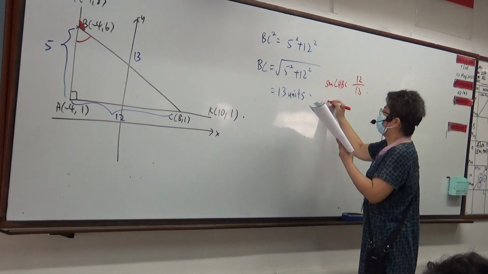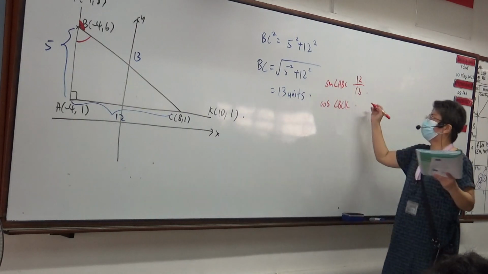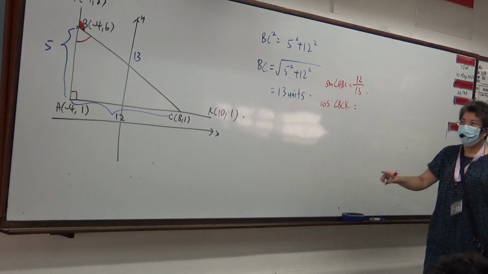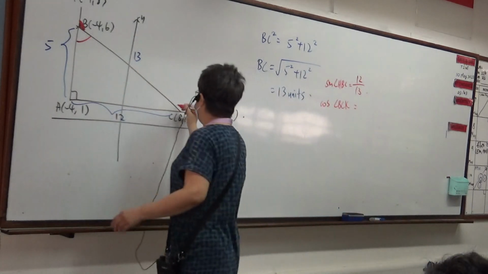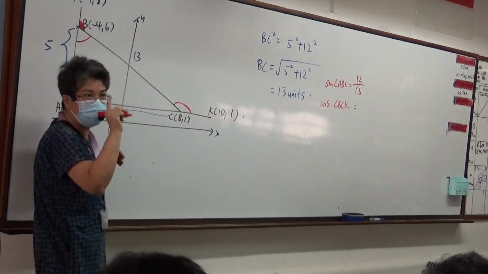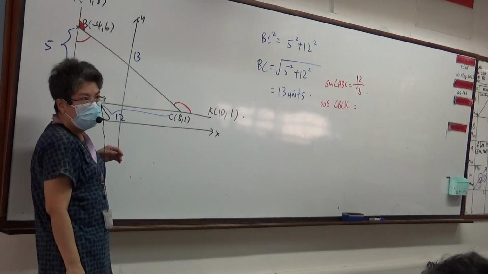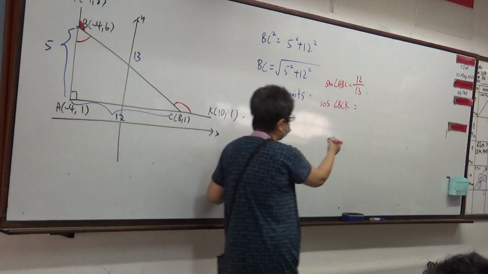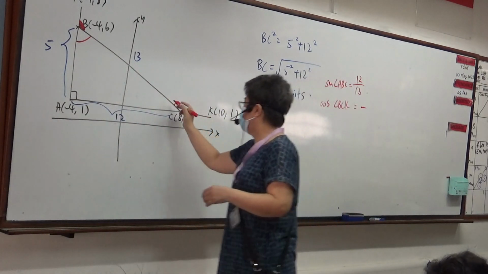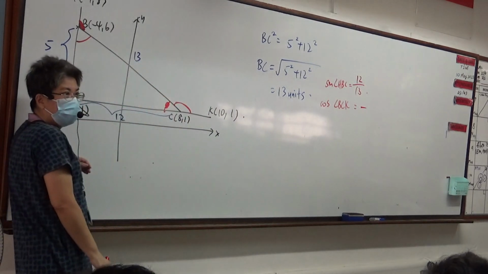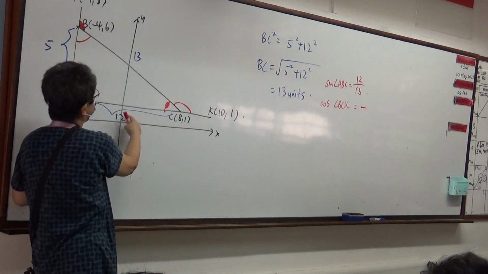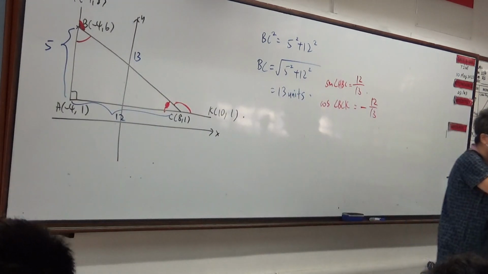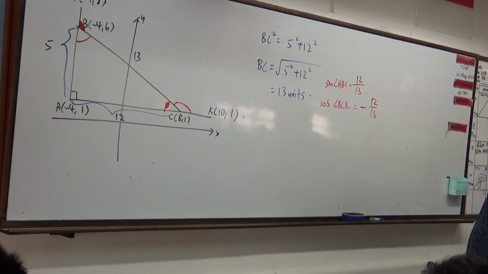Second part, cosine angle BCK. Now, where's BCK? BCK is this one, right? They want to find cosine of this angle, right? This is the other one. This one is what kind of angle? Obtuse. So must be what? Negative. And it will be the same value as this one, right? What's the cosine of this one? 12/13. Can you see? It's very simple. It follows step by step. Everybody clear? Okay, next one.